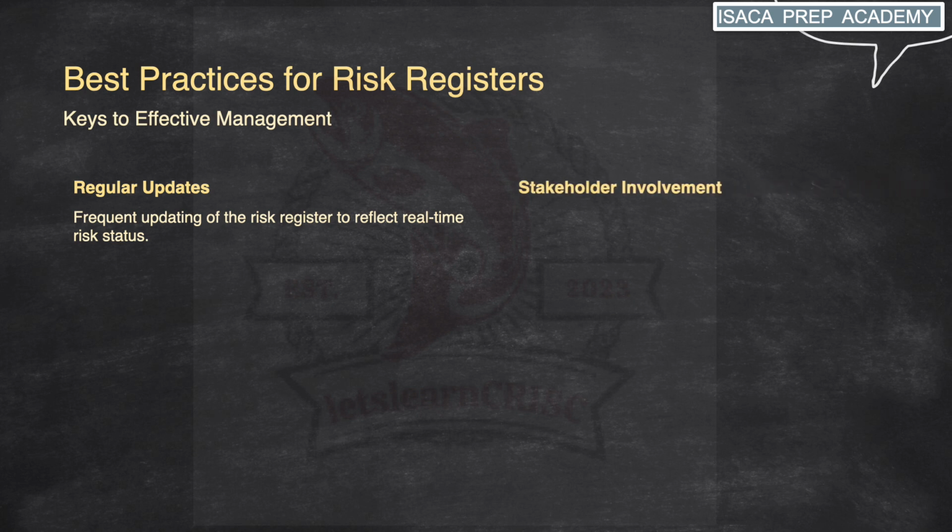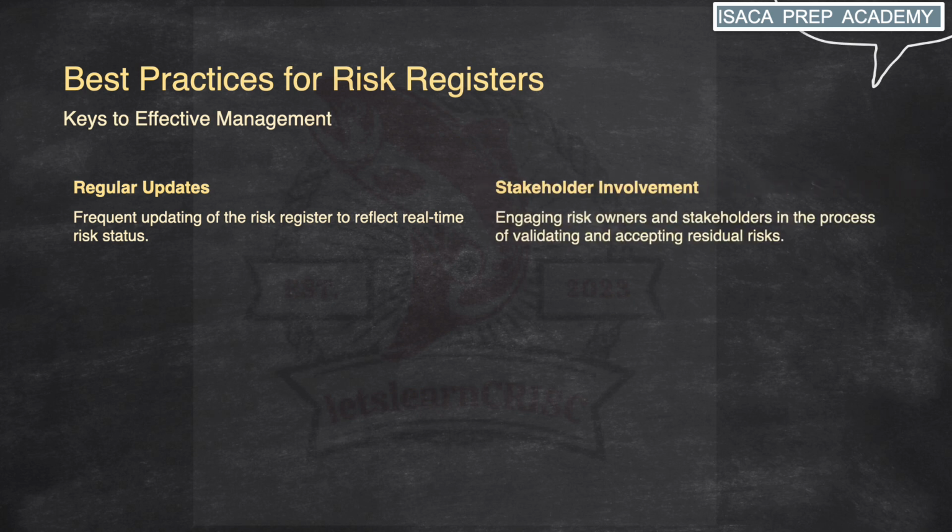Moving next, about the stakeholders' involvement. Friends, engaging risk owners and stakeholders in the process of validating and accepting residual risk is critical for effective risk management within the company XYZ. By involving key stakeholders in this process, organizations ensure that all relevant perspectives are considered and the decisions regarding residual risk are well informed and supported by consensus.